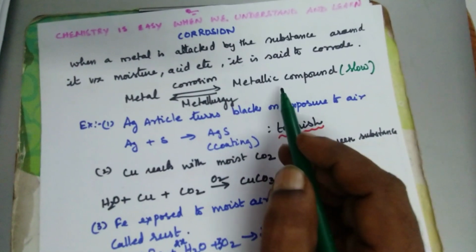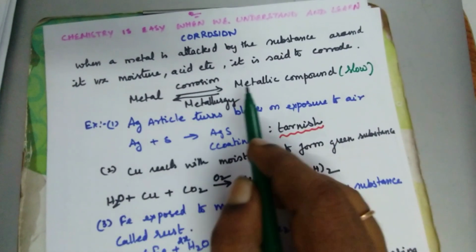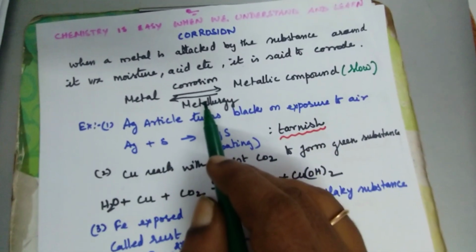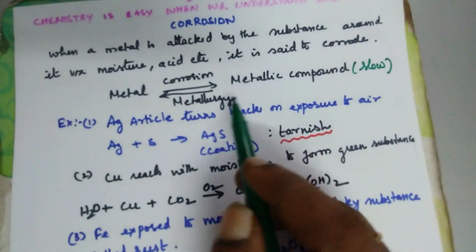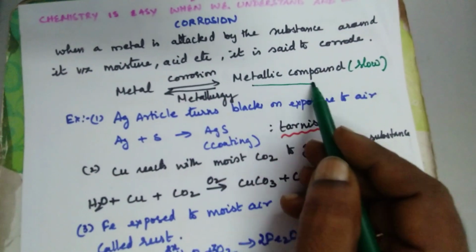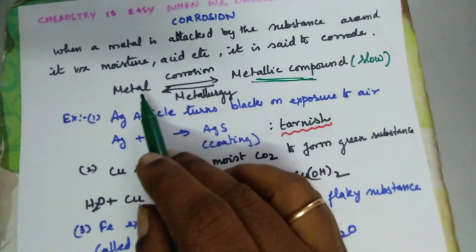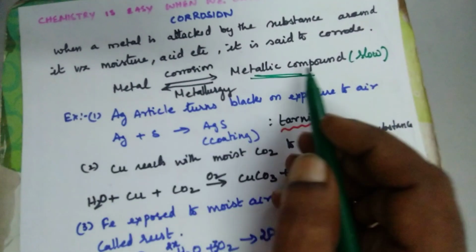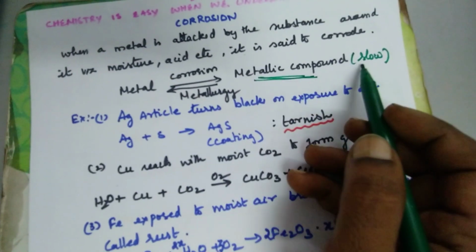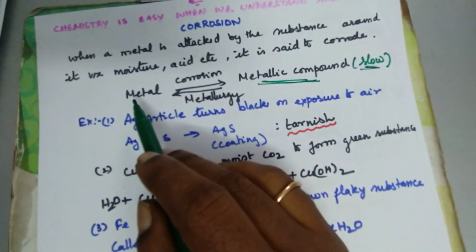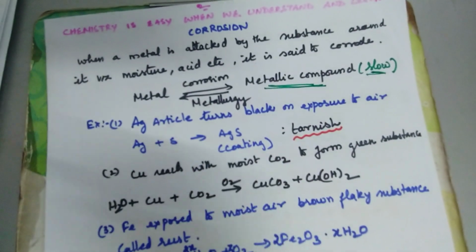And the reverse, metallic compound to metal, we call metallurgy. In nature we find only metallic compounds because that is natural, right? We reduce it to metal and we use this metal. The process of metallic compound formation is very slow, so we are able to use this metal.